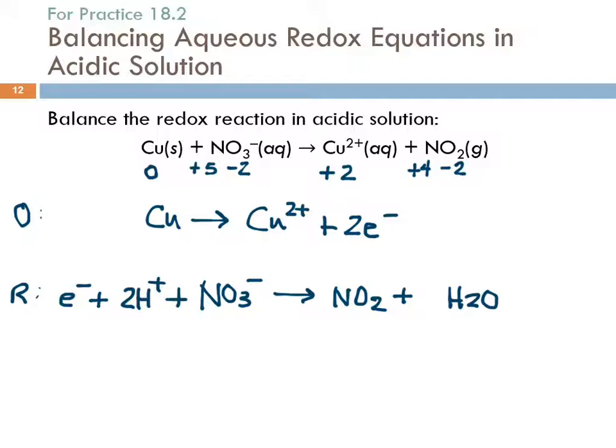Now what do I do? I have to get the same number of electrons. So this one has 2 electrons, this one only has 1 electron. So I'm going to multiply this whole reaction by 2. I'm going to multiply everything. So that'll be 2 electrons, and this becomes 4 hydrogen ions and 2 nitrates, and 2 NO2s, and 2 H2O.